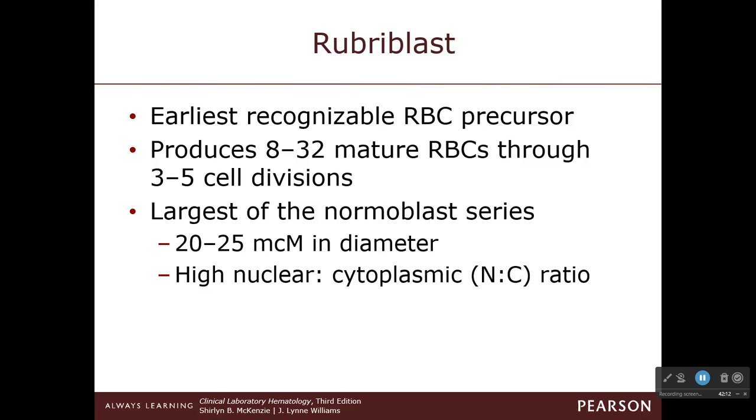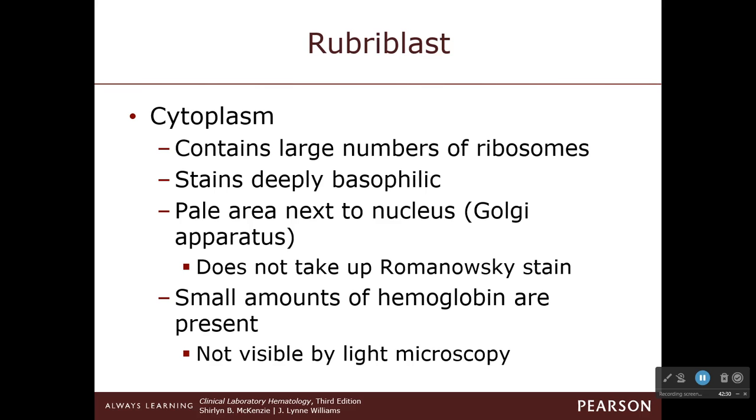Largest of the normoblast series, so about 20 to 25 micrometers in diameter, so very, very large. High nuclear to cytoplasmic ratio, so there's that N:C ratio that we talked a little bit about in the last unit, okay? So make sure you're aware of that, all right? So cytoplasm. Cytoplasm contains large numbers of ribosomes, okay?